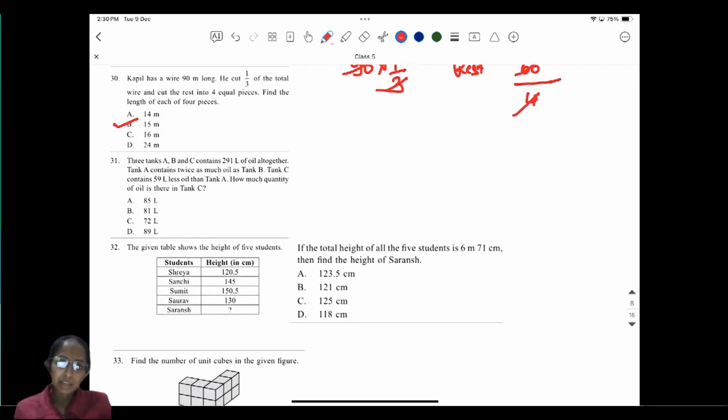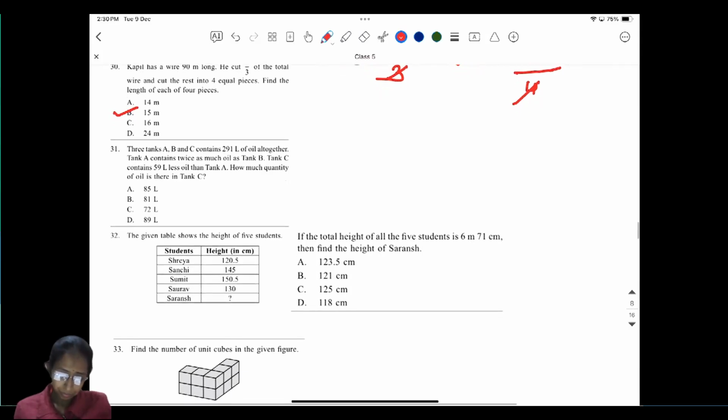Now 3 tanks A, B, C contain 291 liters of oil altogether. Tank A contains twice as much oil as tank B. Tank C contains 59 liters less oil than tank A. How much quantity of oil is there in tank C?